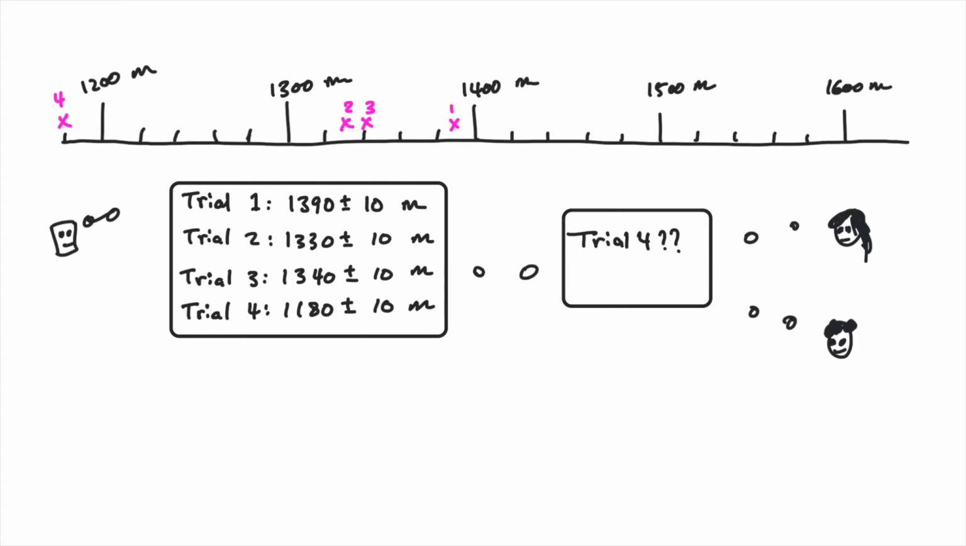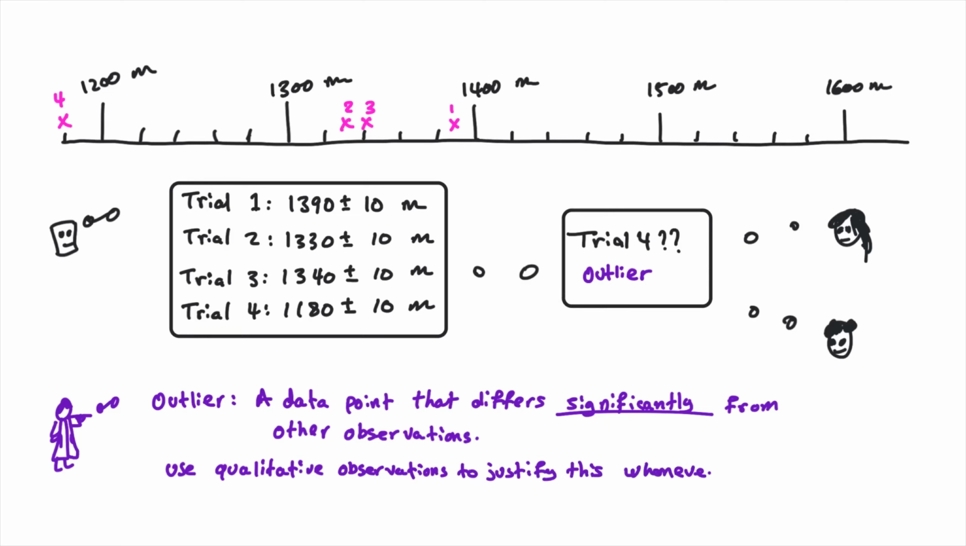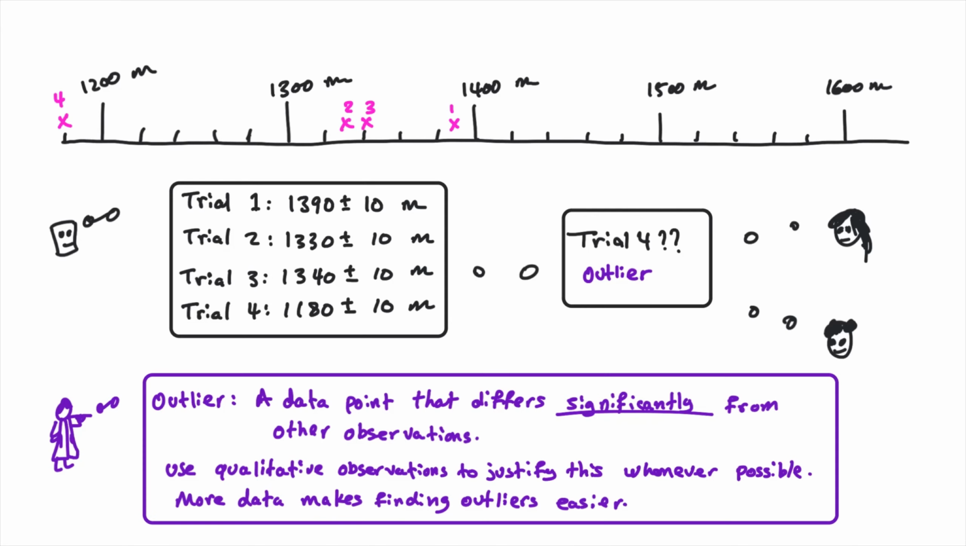After letting their teachers know, Mr. S said, "Based on the evidence of your qualitative observation, you can consider the 4th trial as an outlier." An outlier is a data point that differs significantly from other observations. It can be removed as long as there are enough data to support it as an outlier. It's important to use qualitative data to justify an outlier whenever it's possible. More data makes finding an outlier much easier.